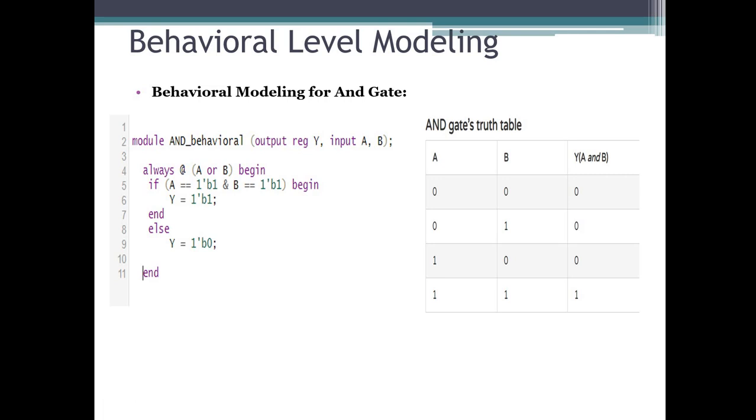So let's understand the difference between wire and reg, because mostly we are going to see these things. Wire is used for connection purposes. If you have two components and you want to connect them, that connection can be represented with the help of a wire. It represents a physical connection between the components.